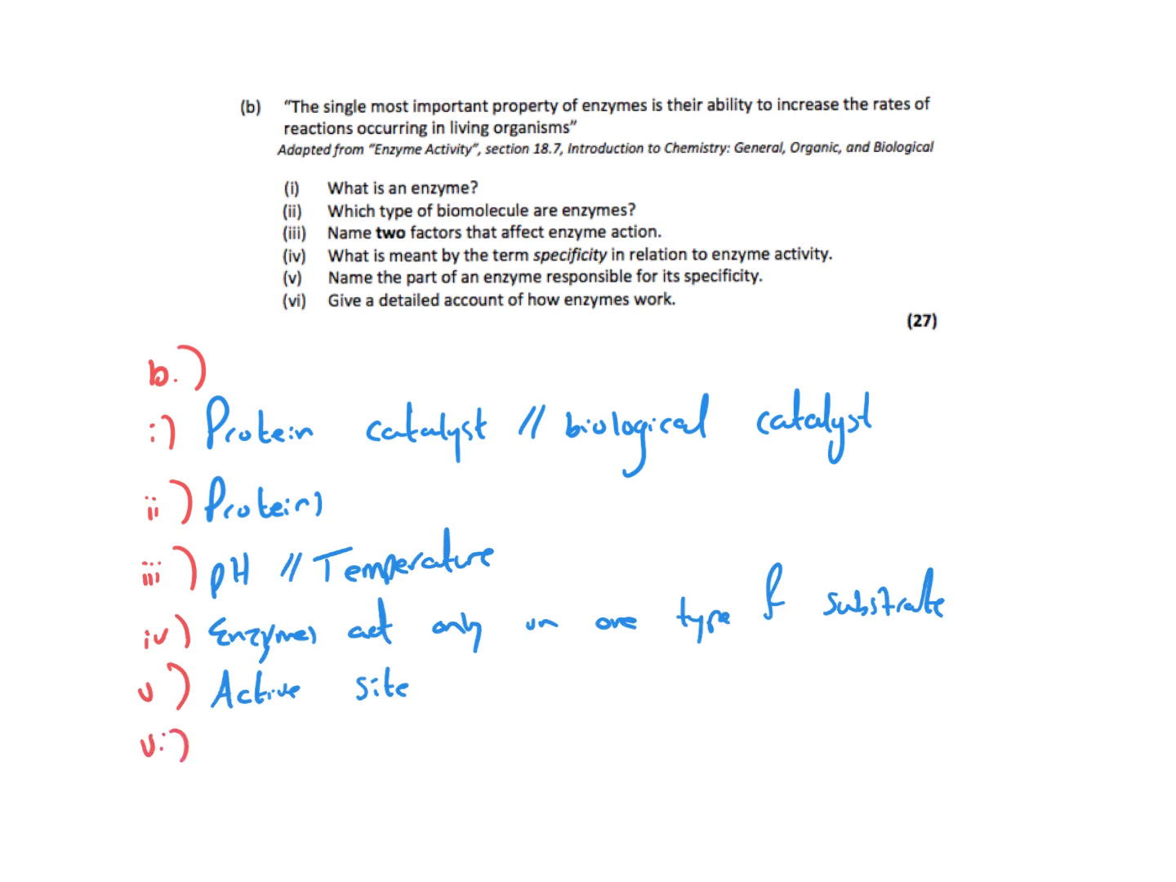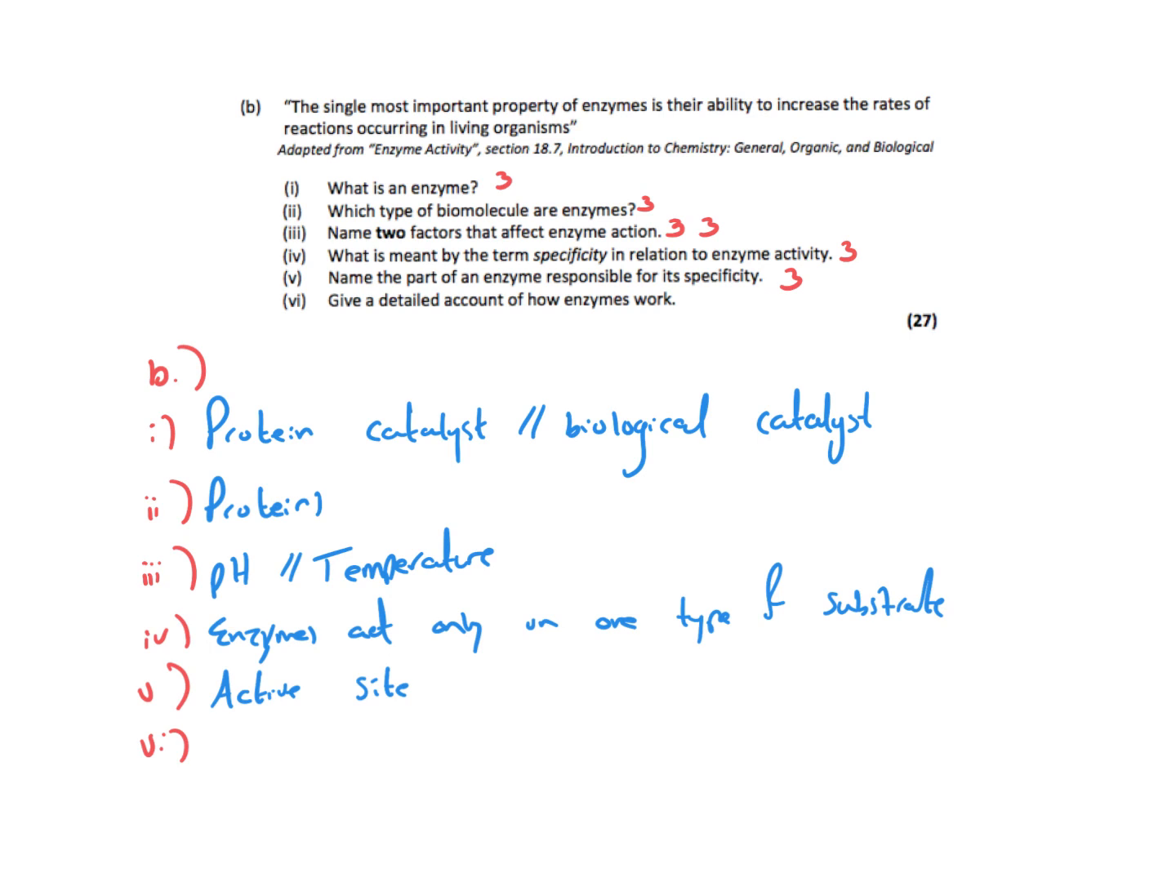And part 6, give a detailed account of how enzymes work. When this came up, it was worth 9 marks, so we need to know 3 different points. If you're a little bit unsure, remember biology is done in multiples of 3. So we had 3, 6, 9, 12, 15, 18. So there's 9 marks left over. We need 3 points, so we'll put down as many as we can.